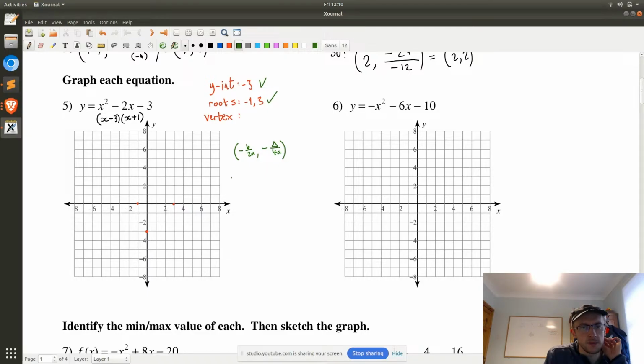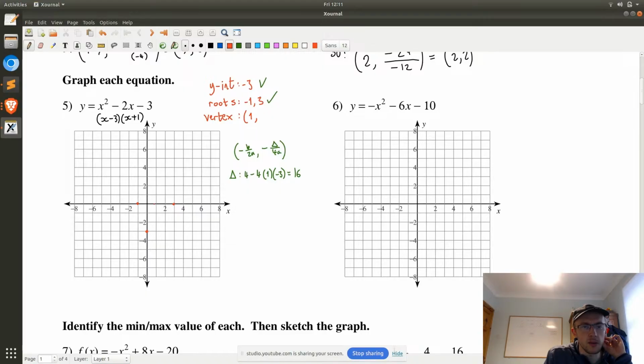Find the discriminant. B squared minus 4ac, so 4 minus 4 times 1 times negative 3. So that's 4 plus 12, so 16, which is a perfect square, of course. So minus b over 2a. So minus minus 2 over 2. So 2 over 2, so 1.